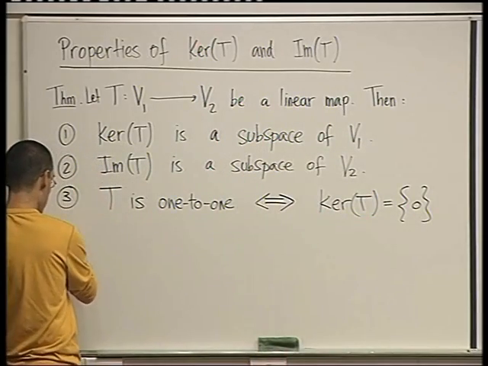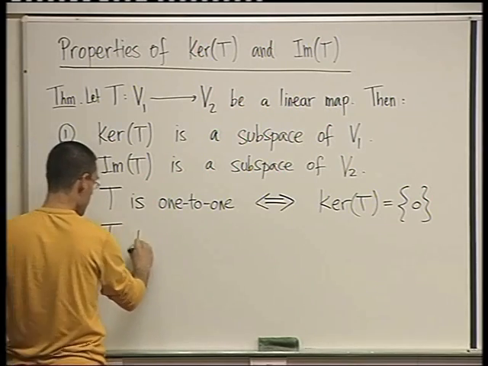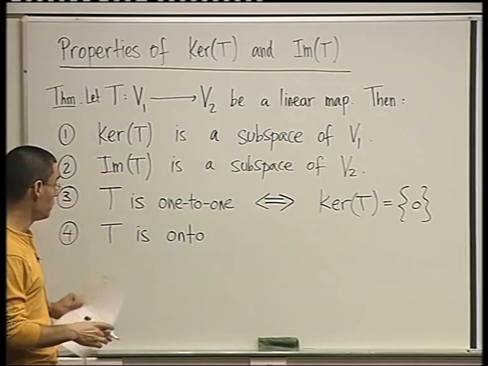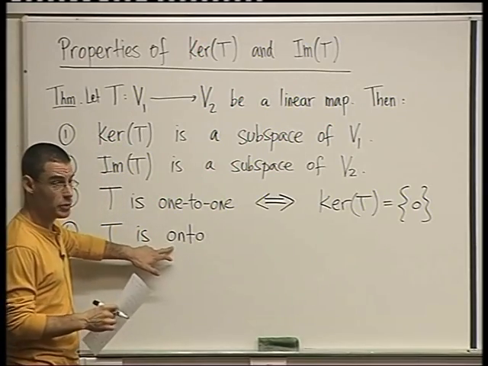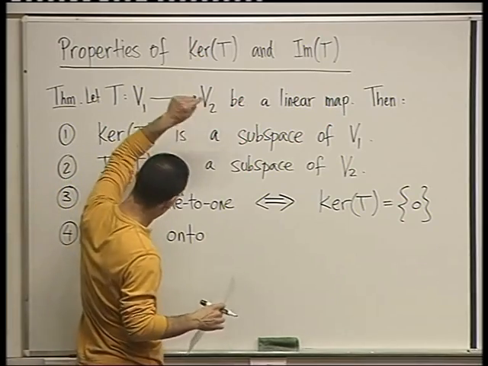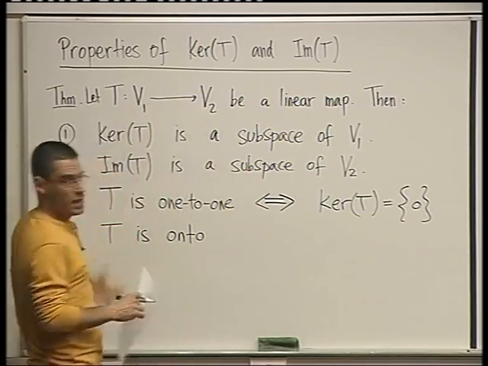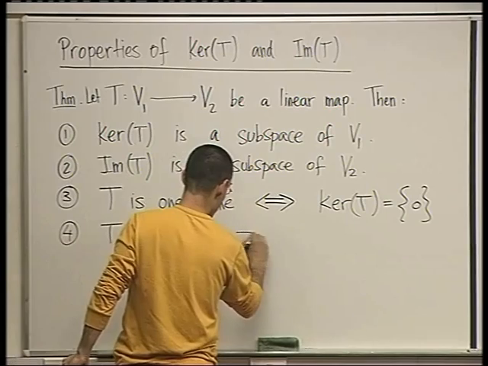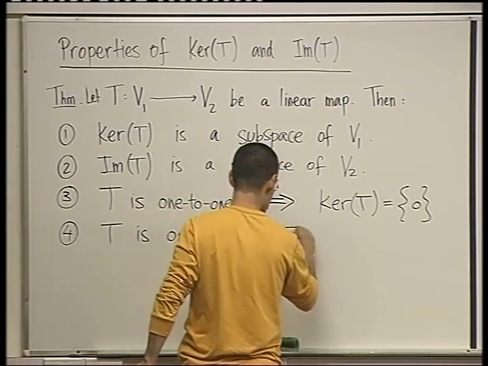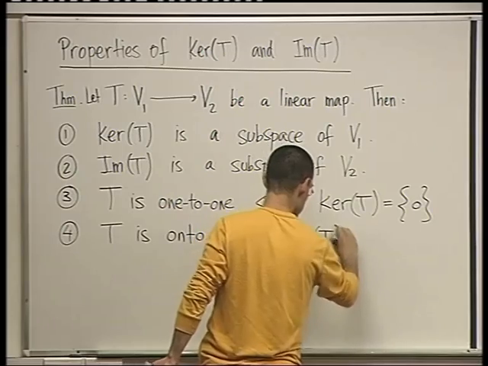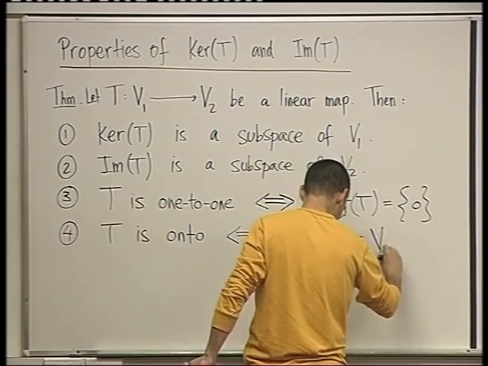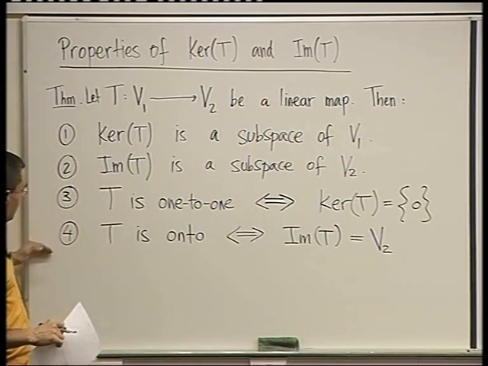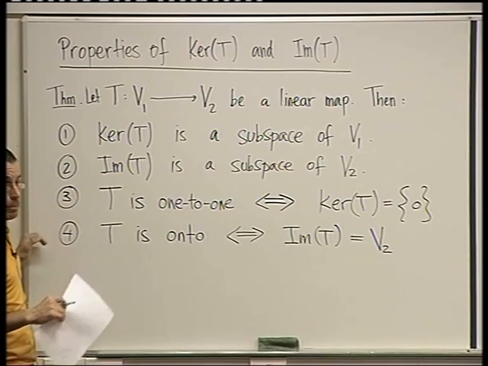4, T is onto its range, onto V2. So what is an onto function? An onto function means that every element in the range is indeed the image of some element in the domain. So T is onto if and only if the image of T is all of V2.